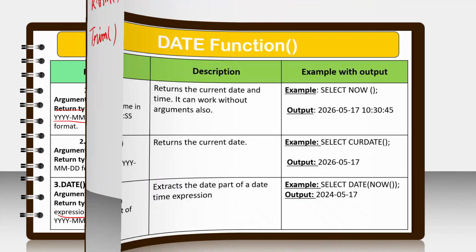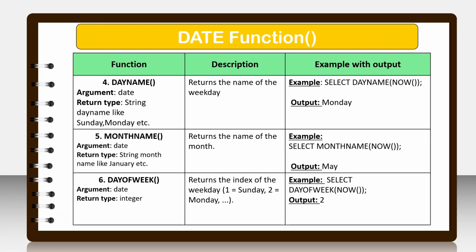Next we have the DAYNAME function. This DAYNAME function is used to give you the name of the day. That means it takes a date and gives you the day name like Sunday, Monday, etc. We can fetch the day name by using the DAYNAME function. Select dayname now, and it will give you the day name from your date. In the same way we can find the month name. You just have to give the date as an argument and it will give you the month name, January, February. It returns the name of the month. Select monthname now, and it will give you the month name, May.